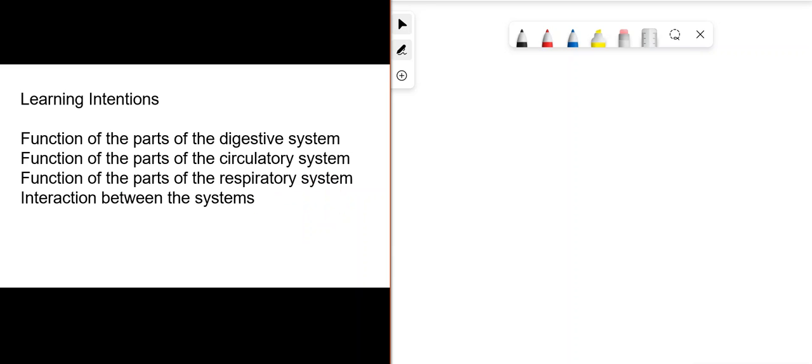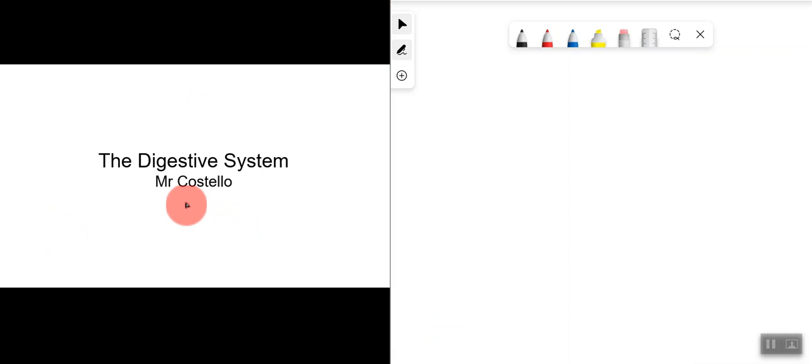So the intentions then: we're going to look at learning about the functions of the parts of the digestive system, and that's what we're going to look at in this lesson. Then we will look at the function and parts of the circulatory system, the functions and parts of the respiratory system, and then the interactions between all of these systems. So let's first look at what's called the digestive system.